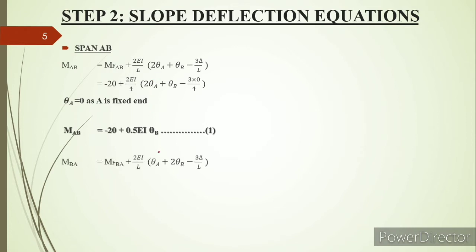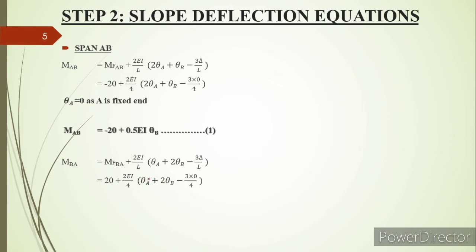Then next, MBA. MBA is equal to M of BA plus 2 EI by L into theta A plus 2 theta B minus 3 delta by L. Again here also substitute all these values. M of BA is equal to 20, 2 into EI, L is equal to 4, I equal to I, theta A plus 2 theta B minus the value of delta, which is equal to 0.